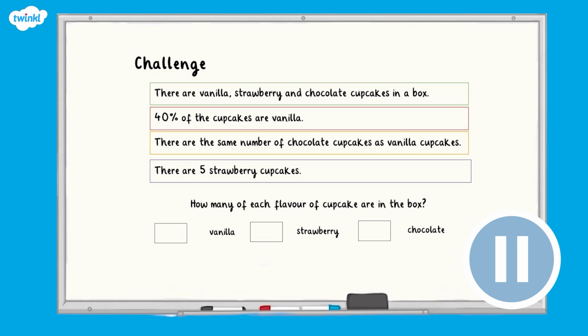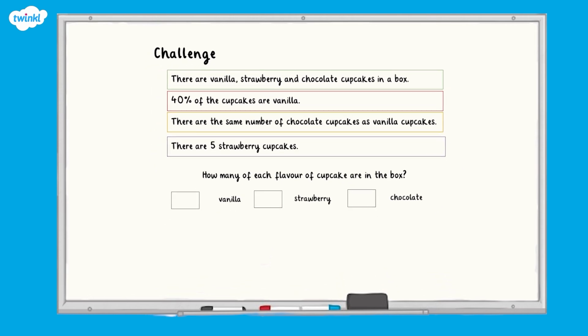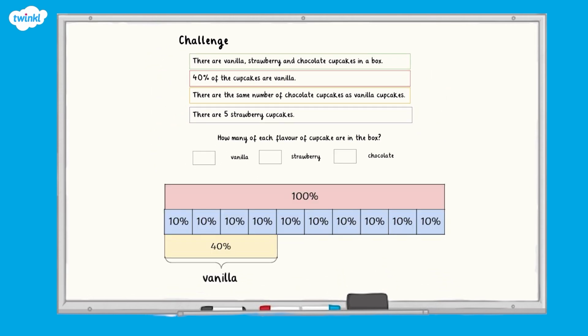If you're finding this challenge difficult, you can unpause the video for a hint. Here's your hint. Start by making a bar model like this to show the percentages of different flavours, then find the values.